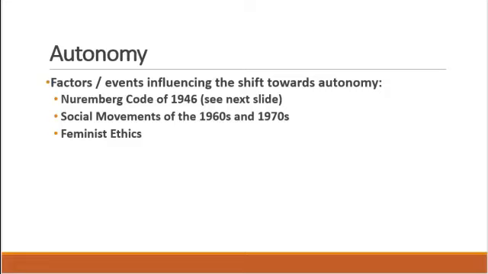What happened with Holocaust victims is they were used involuntarily for research, awfully painful research at times, and there has been a change. And so we're going to talk about the Nuremberg Code in the next slide. Also, social movements in the 1960s and 70s. There was more individualism, and there was a rise in patients' rights.